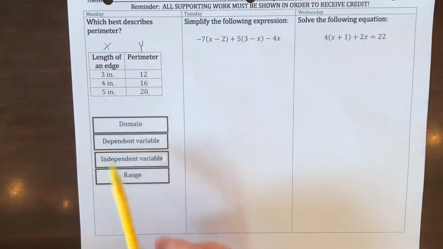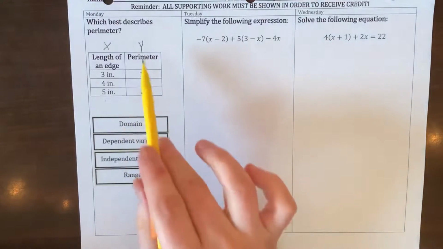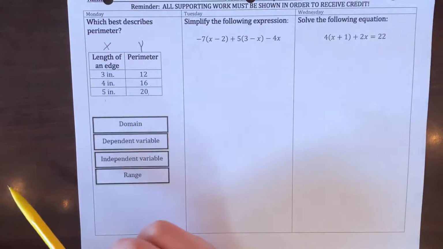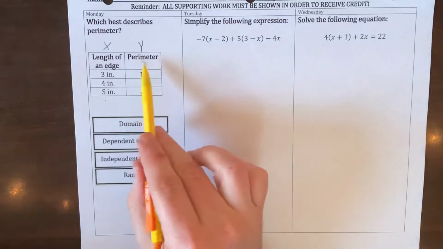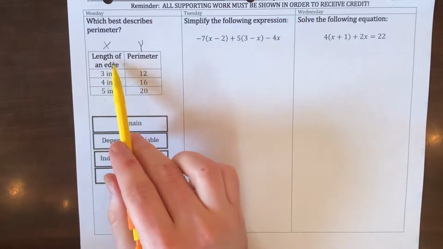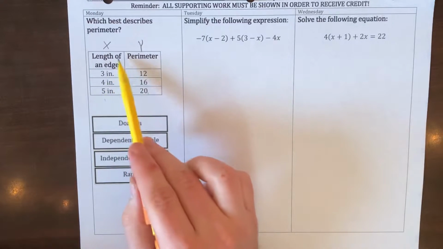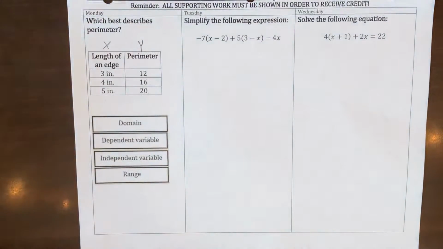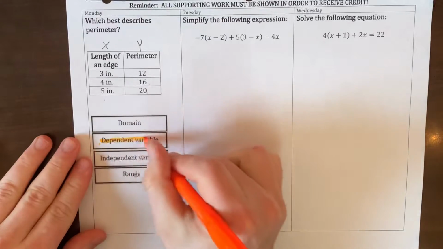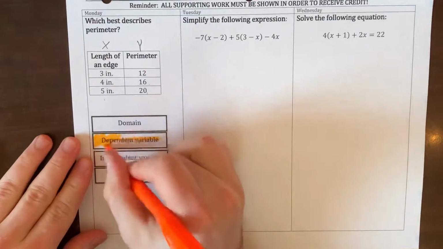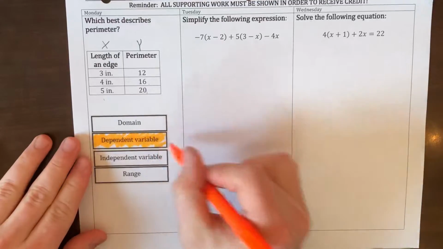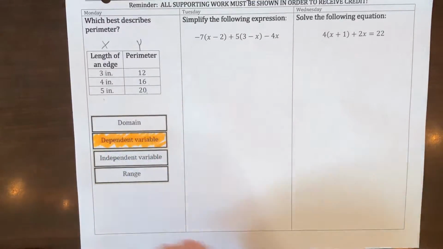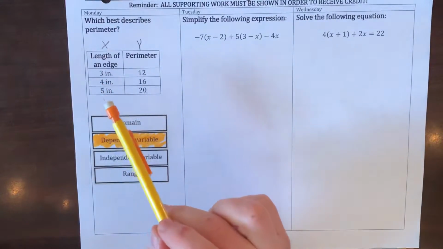So if you're given that, you're trying to figure out, okay, which of these kind of lines up with perimeter? Well, if we're using those X and Y values like before, we know that perimeter is going to rely on the length of the edge, meaning the longer the edge is, the more perimeter you have. So that means we could say that the perimeter is going to be the dependent variable. And that just means that the perimeter is dependent, meaning it relies on the length of the edge.